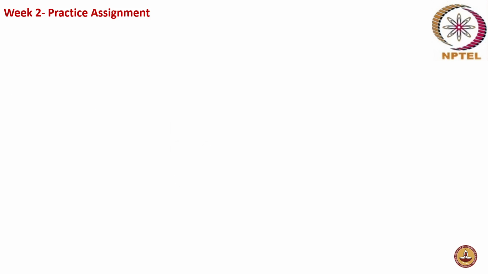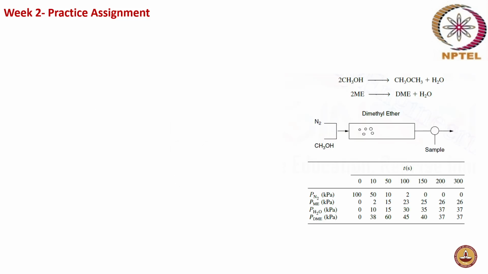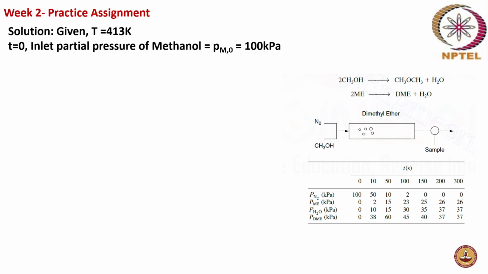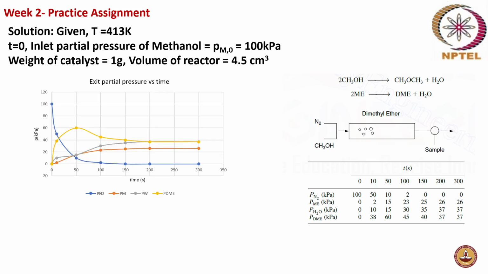Okay, now we'll solve this question. So they've given some data, right? And we have been given some information also. The temperature is 413 Kelvin, the inlet partial pressure of methanol is 100 kilopascal, the weight of catalyst is 1 gram, and the volume of the reactor is 4.5 centimeter cube. So with this information given of time-based data for partial pressure of the components from the exit of the reactor, you can plot some graph, right? That is what I have done.